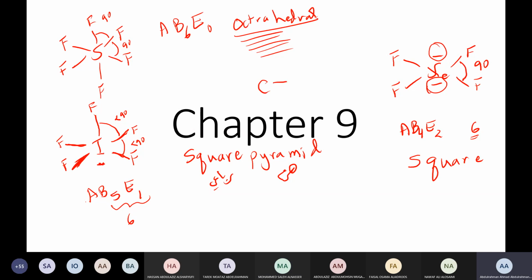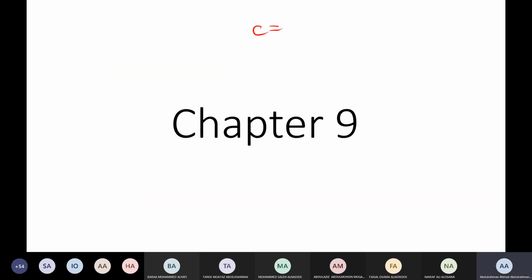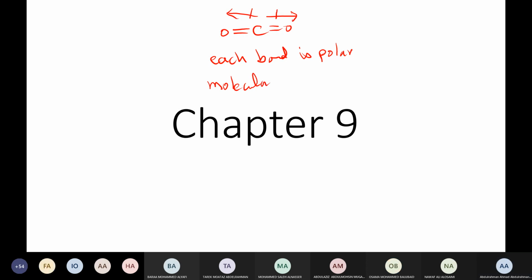If we have something like CO2, we can draw the polarity by arrows like this. In this case, we say that each bond is what? Polar, with a partial charge. Each bond is polar: C double bond O, C double bond O. The polarity is like this and like this. Now, each bond is what? Polar. But the molecule is non-polar. Why?